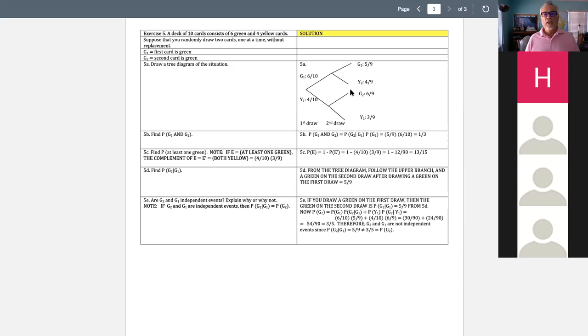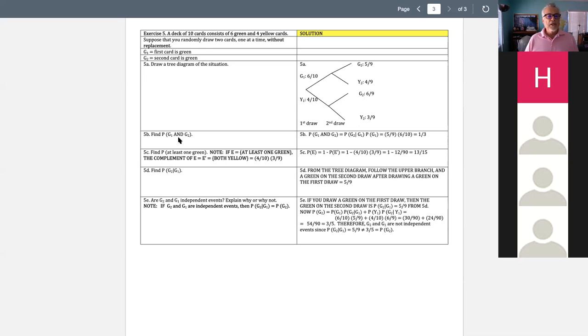Similarly, down here in this lower branch, if you start out with a yellow draw, then on your second draw, you've got the full complement of green. So the probability of green on the second draw would be 6/9. But you only have 3 yellows left now in the deck, since you've already drawn a yellow and haven't replaced it, so you would get 3/9.